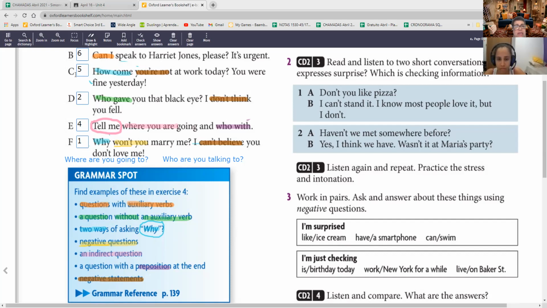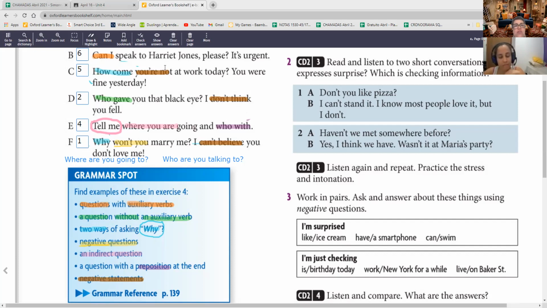So here, letter C, you have, "You're not at work today. So how come you're not?" Why did I paint this one brown if it's not really a statement, it's a question? Because it's not in a question form, okay? I'm not using a question form here because I'm using the question pronoun "how come." It's a peculiarity of this expression.